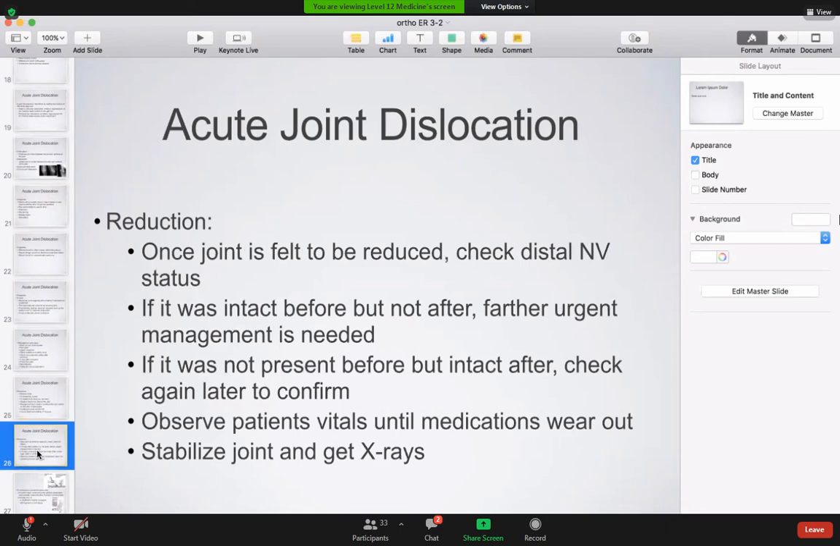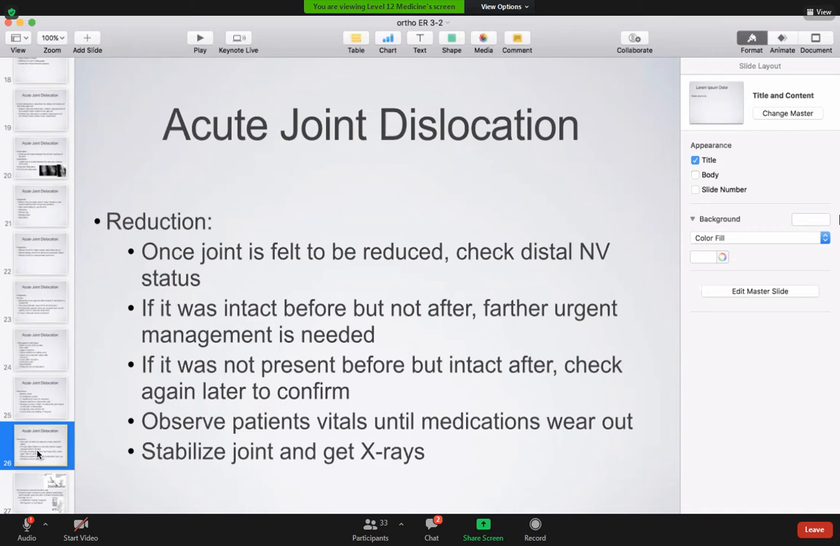Always don't forget distal neurovascular examination. You have to check it before and after. Sometimes after reduction, you lose the neurovascular pulse and nerve function, so you have to be aware of this.